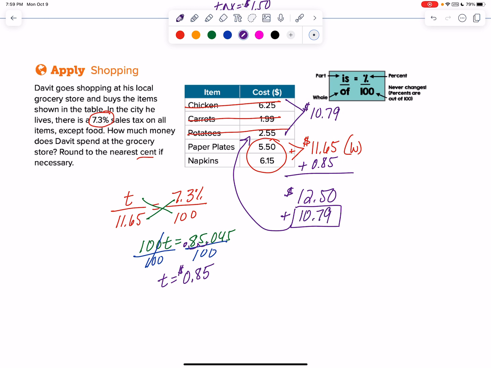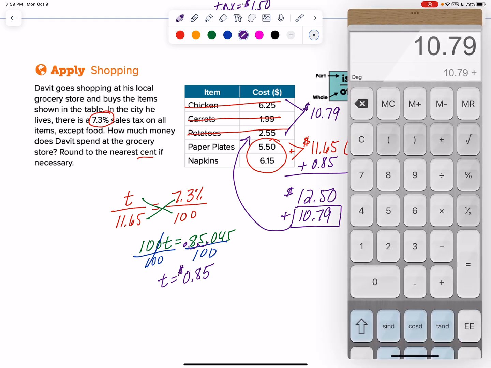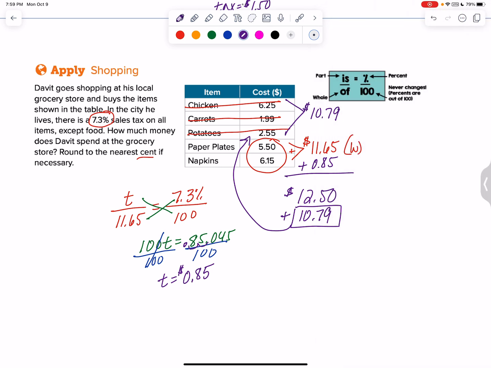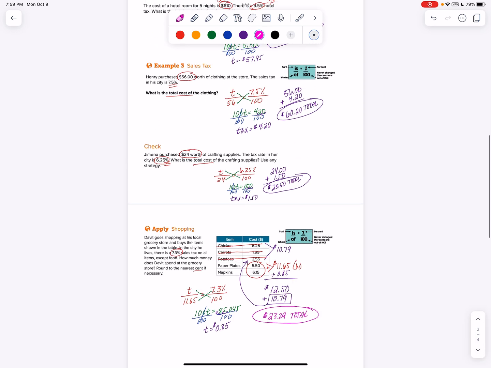But the other stuff was okay. And so now I have plus $12.50, and we have a total bill from the grocery store of $23.29. $23.29 total. Okay, and there we go. All right, so there's your apply there. I guess there was a little bit more to do.